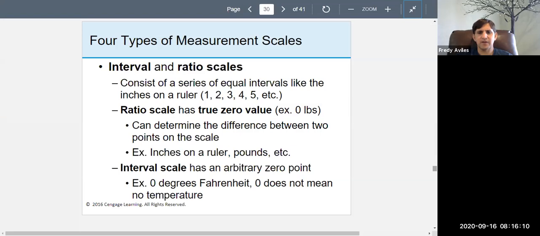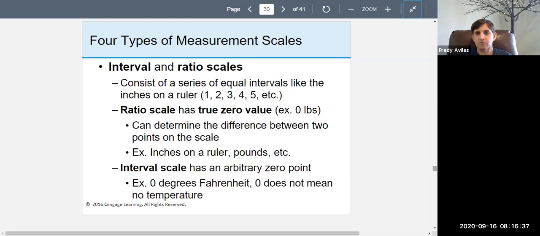Like 0 degrees Fahrenheit, it does not mean that there's no temperature. It doesn't mean that there's no heat, okay? Or even 0 degrees Celsius doesn't mean there's no temperature. It doesn't mean there's no heat. It's just the point at which, for 0 Celsius, that's when water freezes. That's when it could snow. For Fahrenheit, that would be 32 degrees Fahrenheit. But it doesn't mean there's nothing. It doesn't mean there's no heat. There is still heat, right?